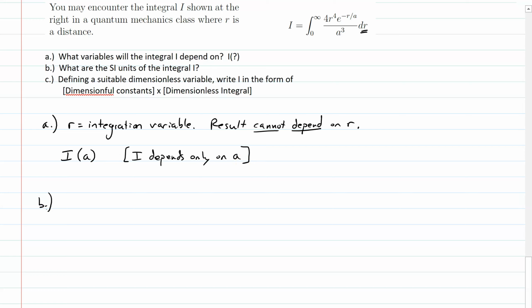All right, now part B. What are the units? Okay, so the units of I, what do I have here? I've got the integral sign, which doesn't add anything to the units. I've got 4, which has no units. And I've got r to the 4 on the top. And then I've got a to the 3 on the bottom. And then I've got dr here, right? I have to include the units of dr. Dr means a small distance, so it has units of distance. Why didn't I include the e? Because e to something is always unitless. So this whole thing is unitless.